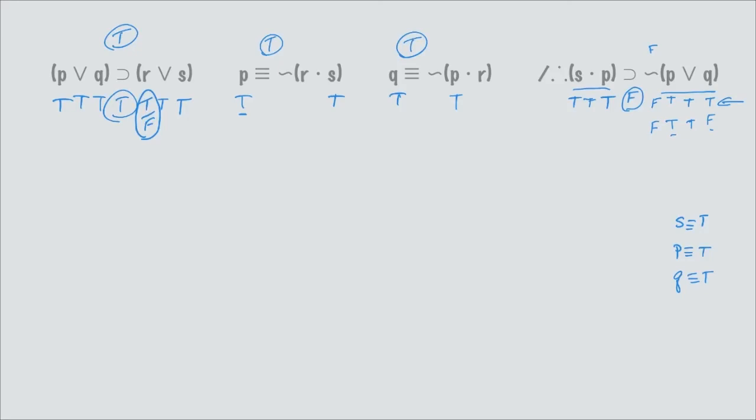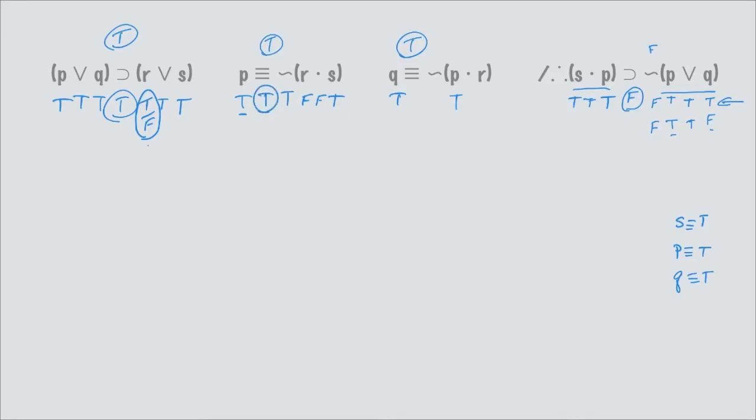So S is true, that's fixed. The only way to make what's in parentheses false so that I can negate it and switch it back to true is to make R false. So false or true is false. When I negate it, I get true. True if and only if true is true.